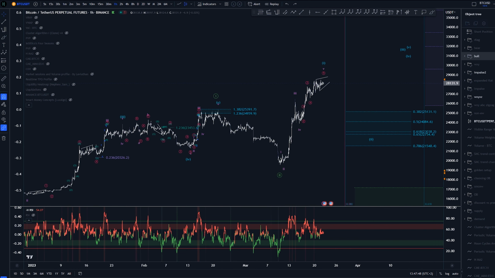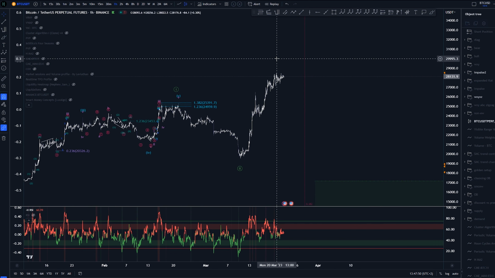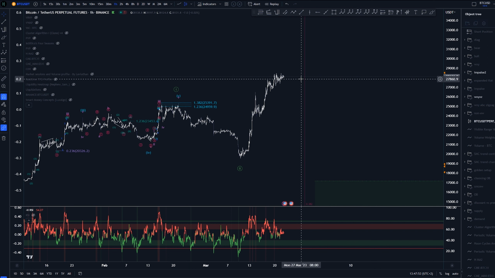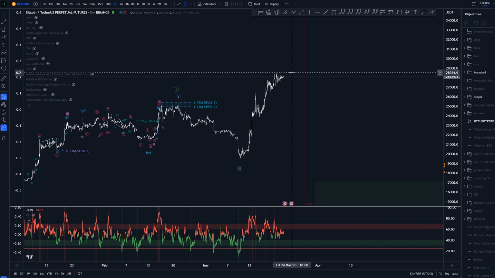But those are the things that I'm looking for on Bitcoin this week, and it's definitely going to be interesting to see the rate changes today, so keep an eye on that.